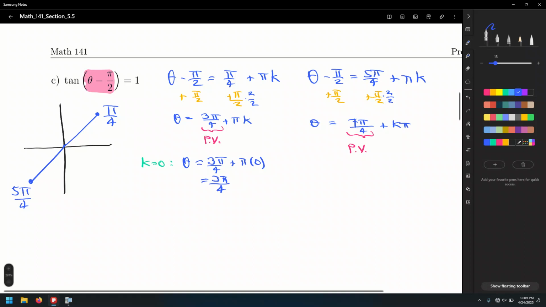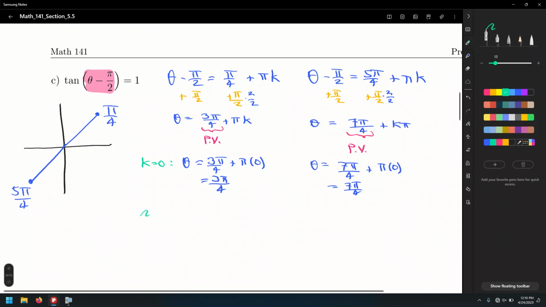All right? And then the same k equals 0 for the second generating expression. That's 7 pi over 4 plus pi times 0. Well, that's going to give us also simply 7 pi over 4. All right, let's keep going. I know what you might be thinking, but hold on. Isn't this already the two solutions below 2 pi? Well, that could be the case. However, just to make sure about it, let's go one more value of k.